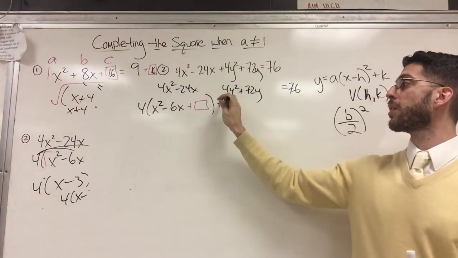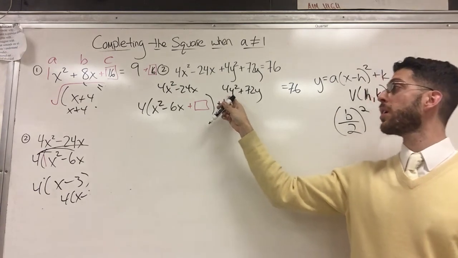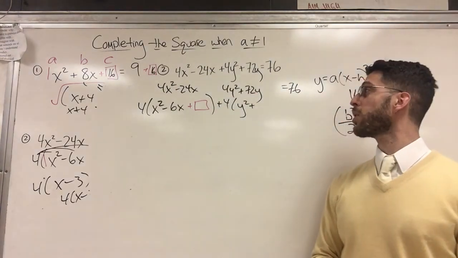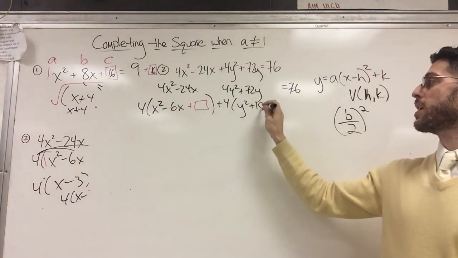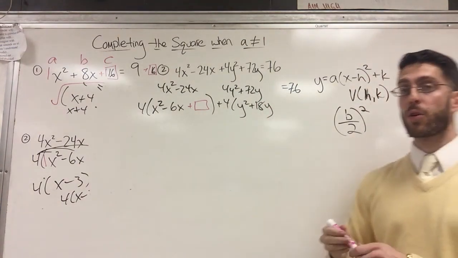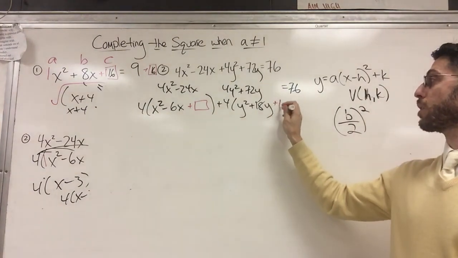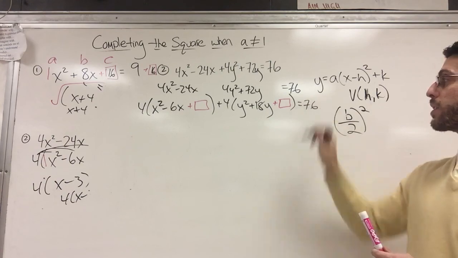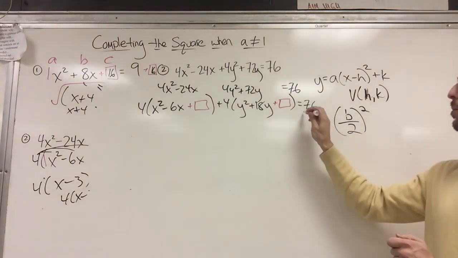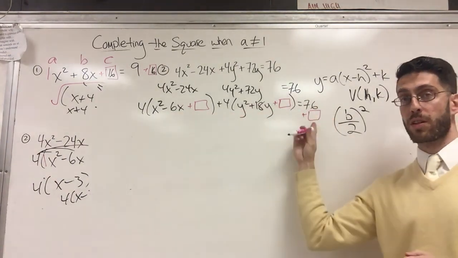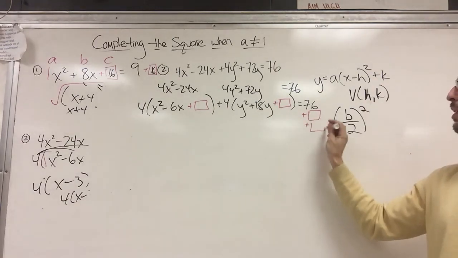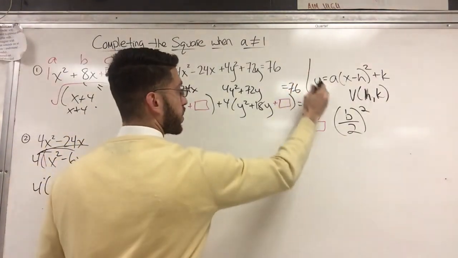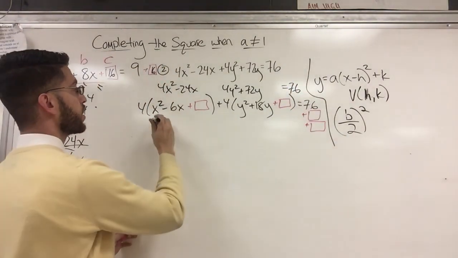I'm going to bring down, here's also a 4, and inside would be y squared plus 72 divided by 4. What is that? 18y. And of course I'm going to want to complete the square here, plus blank, close the parentheses, and that equals 76. Plus something, that something's going to go here, and this something will go here, okay? To keep the balance, of course, so don't get confused, that's old stuff.